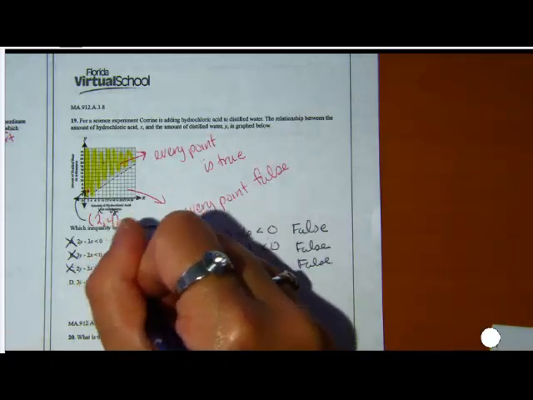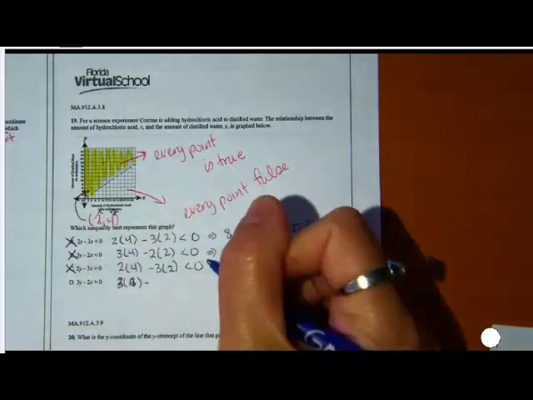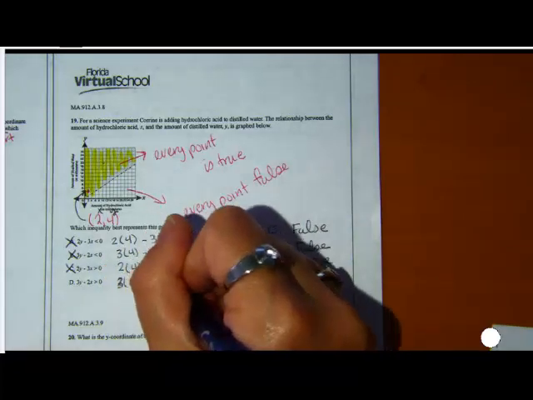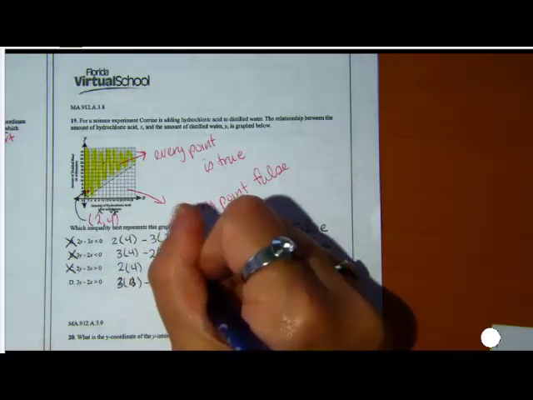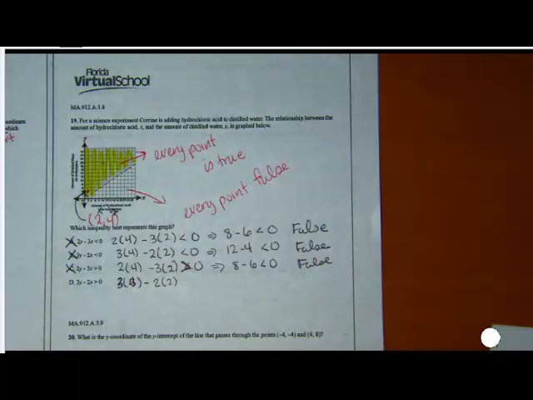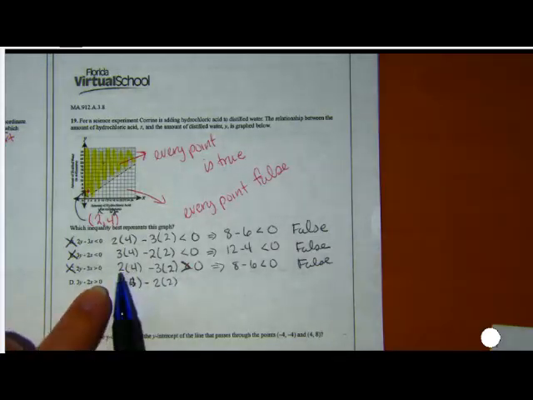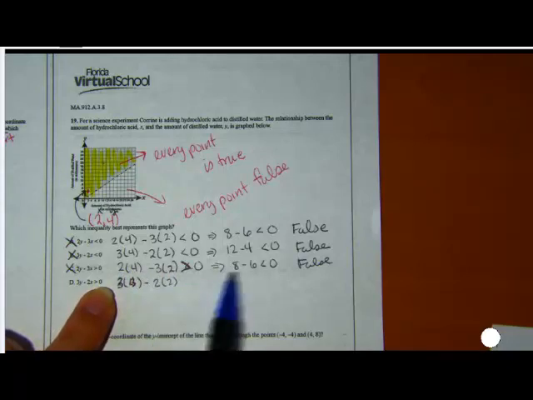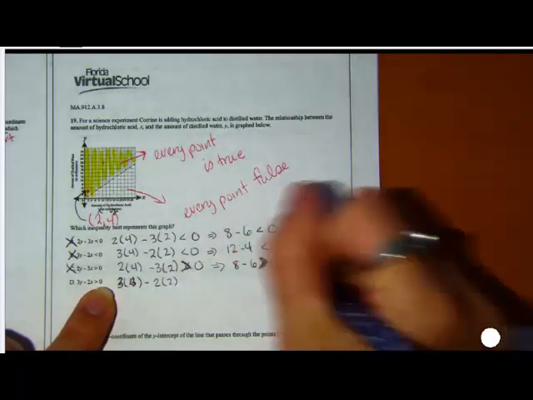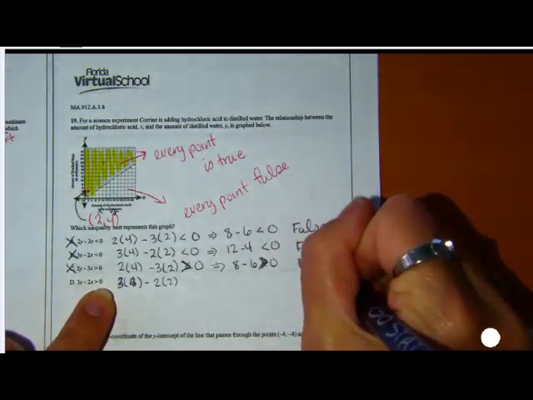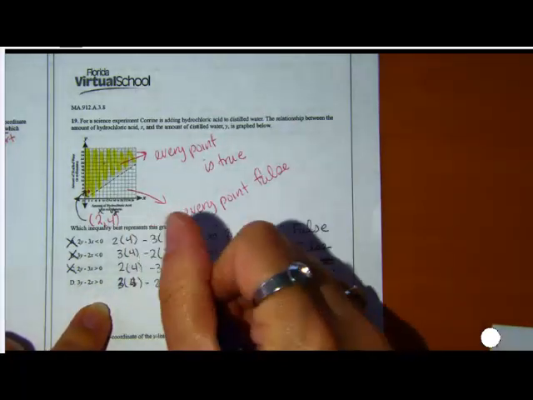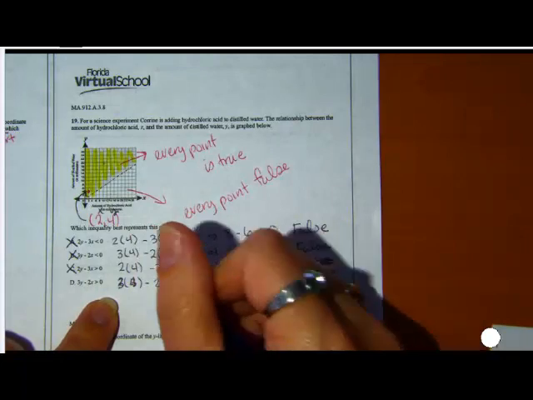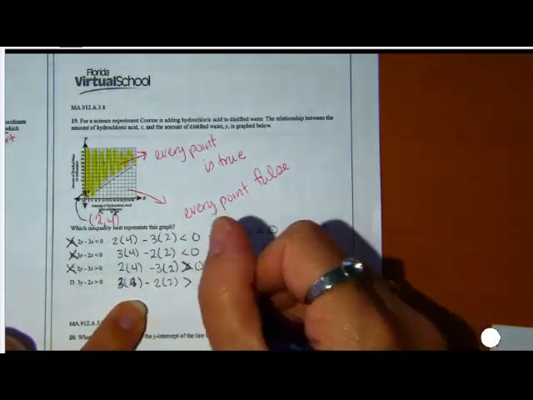Oops. 3 times 4 minus 2 times 2. Sorry, that should have been greater than 0. 2 times 4 minus... I wrote that down wrong. Hold on. 2 times 4 minus 3 times 2 is greater than 0. I get 8 minus 6 is greater than 0. That's true. Sorry. I'm just going to double check this one. 3 times 4 minus 2 times 2.